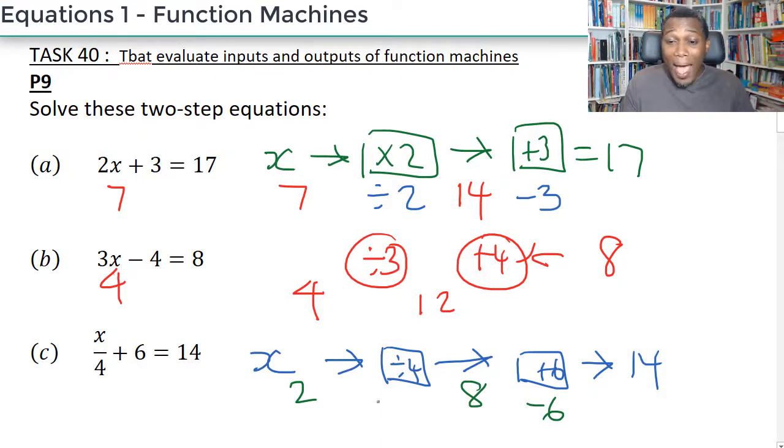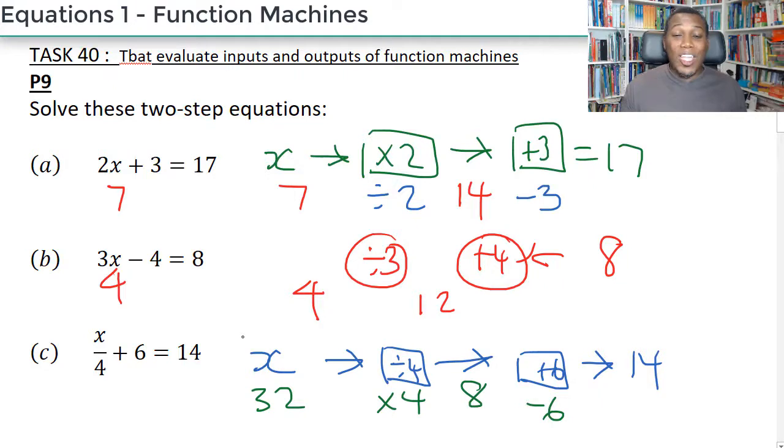What happened there? I failed to write down, I skipped a step. I tried to do it in my head. I failed to write down the inverse operation. Instead of divide by 4, when I'm going backwards, I need to be multiplying by 4. So that 8, when I had that 8 there, it needed to be multiplied by 4. 8 multiplied by 4 is going to be 32. 32 is the answer.